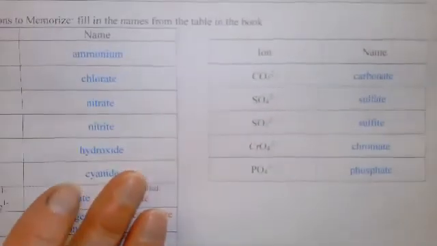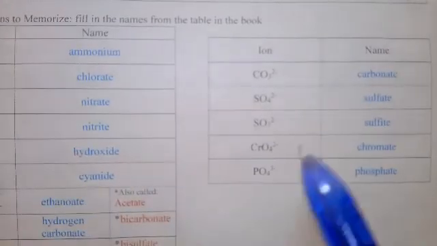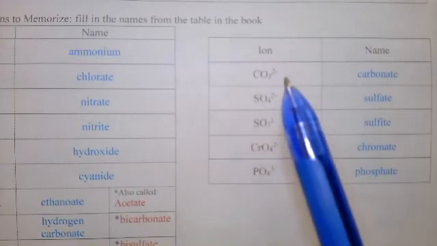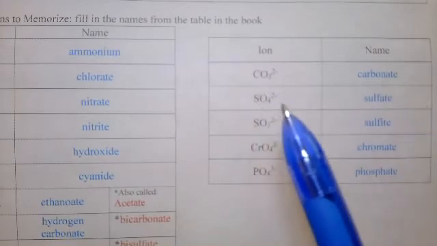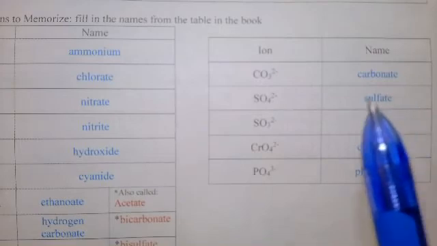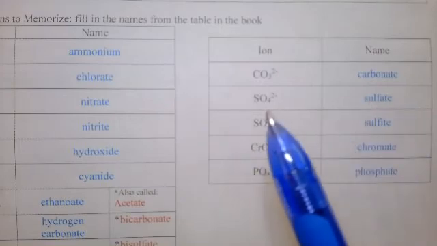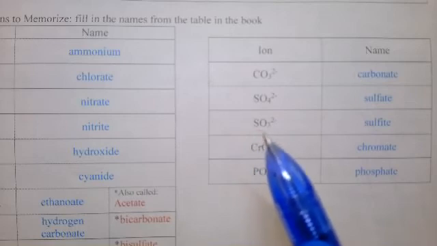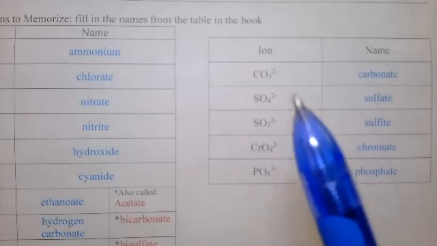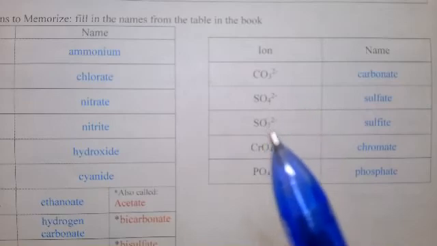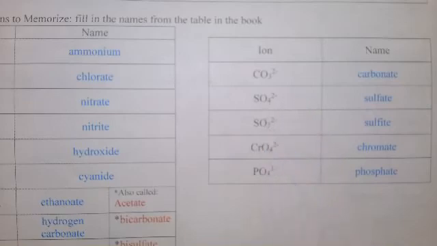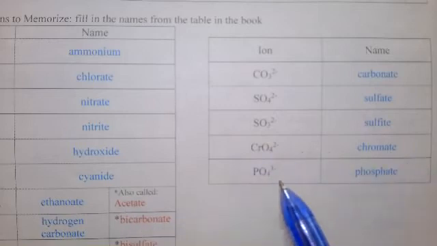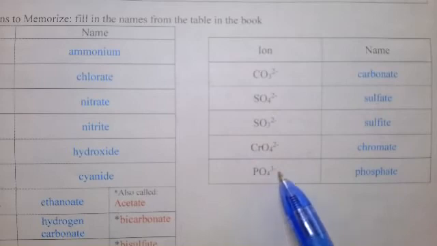You also have your carbonate, and this is just CO3 with the 2- charge, that's carbonate. SO4 with the 2- is sulfate. If we look at sulfite, which we would expect to have one fewer oxygen than sulfate, which it does, SO3, but it has the same charge. Okay, so make sure that you can distinguish between those two. Chromate, that's CrO4 with the 2-, and then phosphate, PO4 with the 3-.